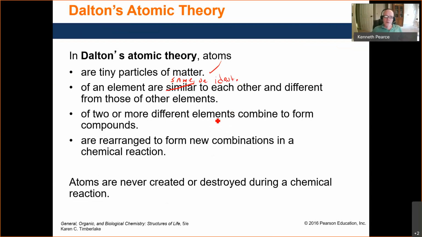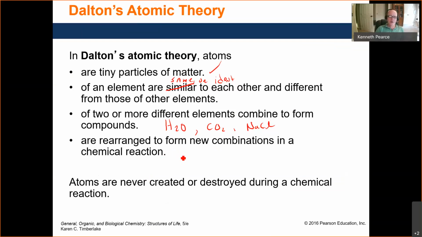And when you take two or more of these atoms and join them together, then you form a compound. A compound would be like H2O. An element is anything on the periodic table. H2O, which is water, carbon dioxide, sodium chloride, table salt. Those are compounds. Now, the fourth line down there says rearrange to form new combinations in chemical reaction.